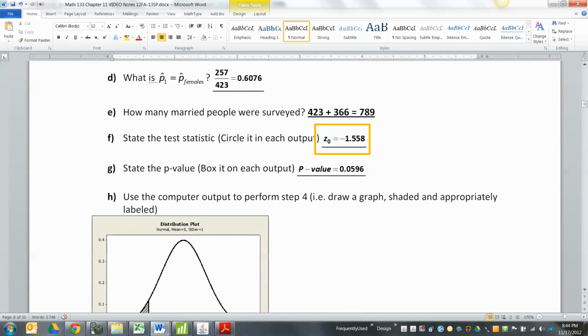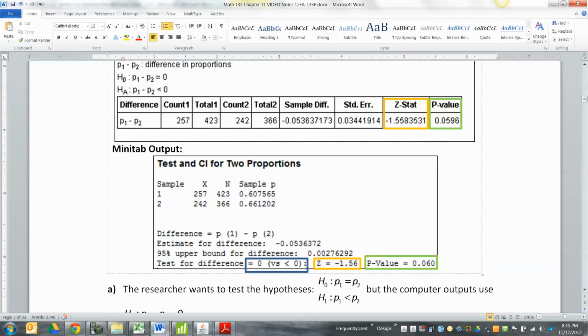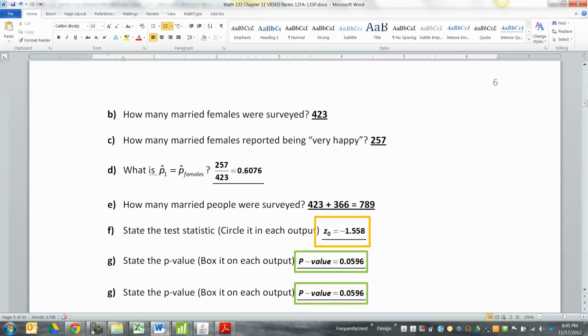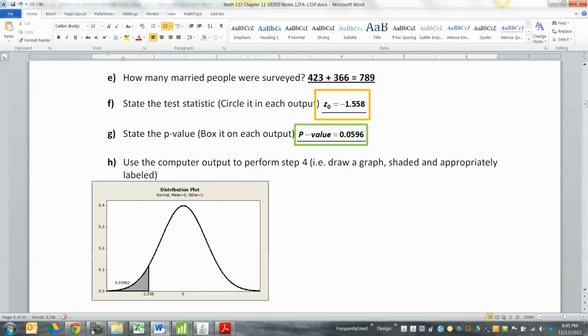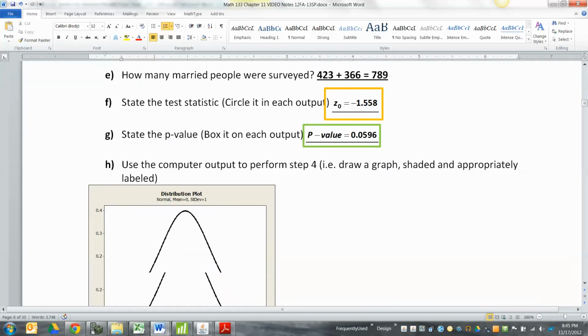All right, so then what about the p-value? Well, let's do that in a different color. Let's make it, I don't know, green or something. Well, let me pause and make it green. There we go. I know it was like magic, but there's the p-value, 0.06 or 0.0596, depending on which computer program you're looking at. But I boxed it in green for you. Now use that computer output to perform step 4. Step 4 of the p-value method, of course, because why would you do anything else from computer output?